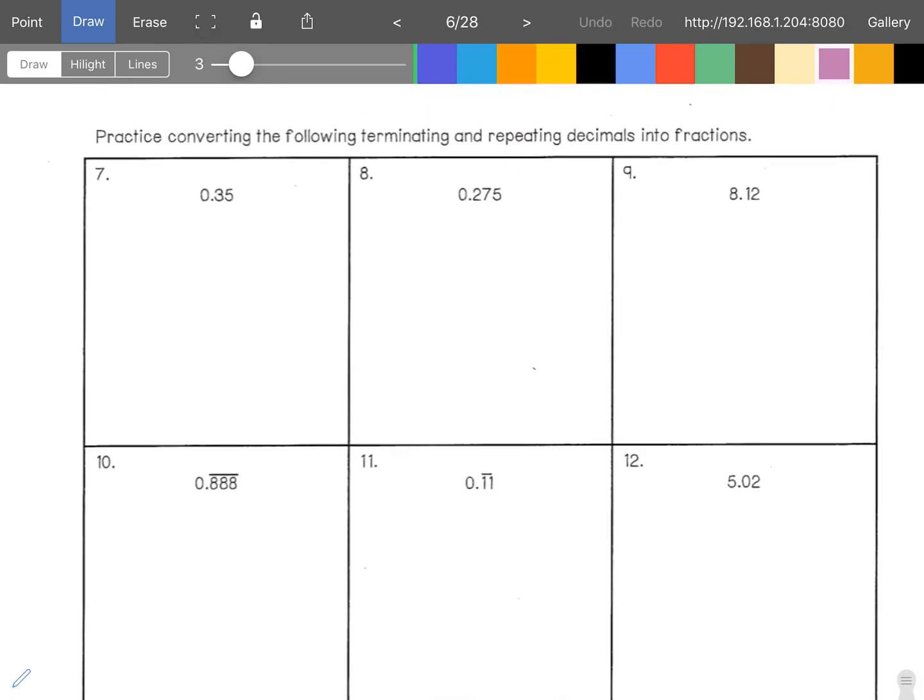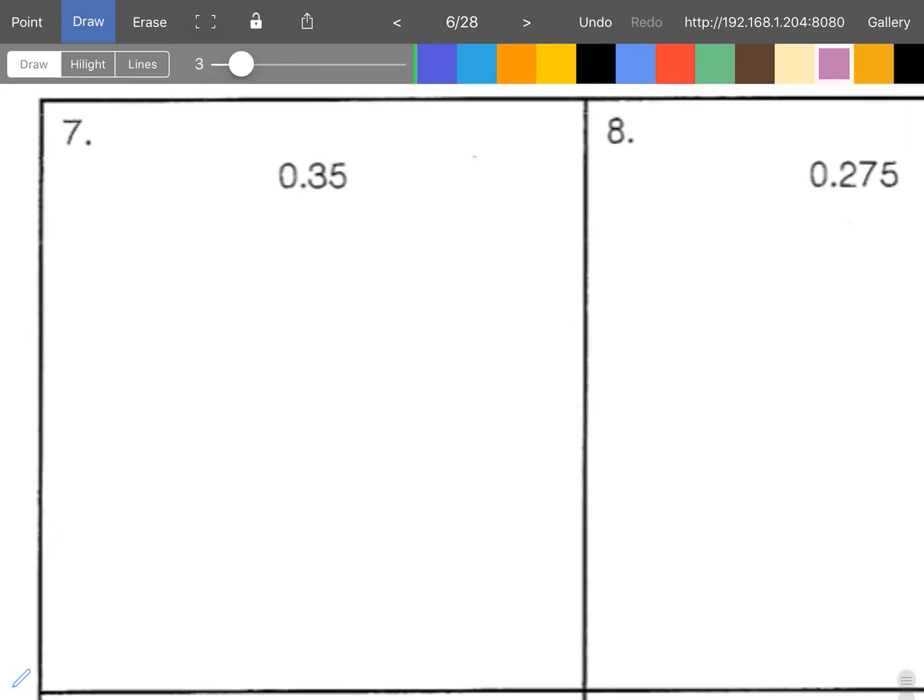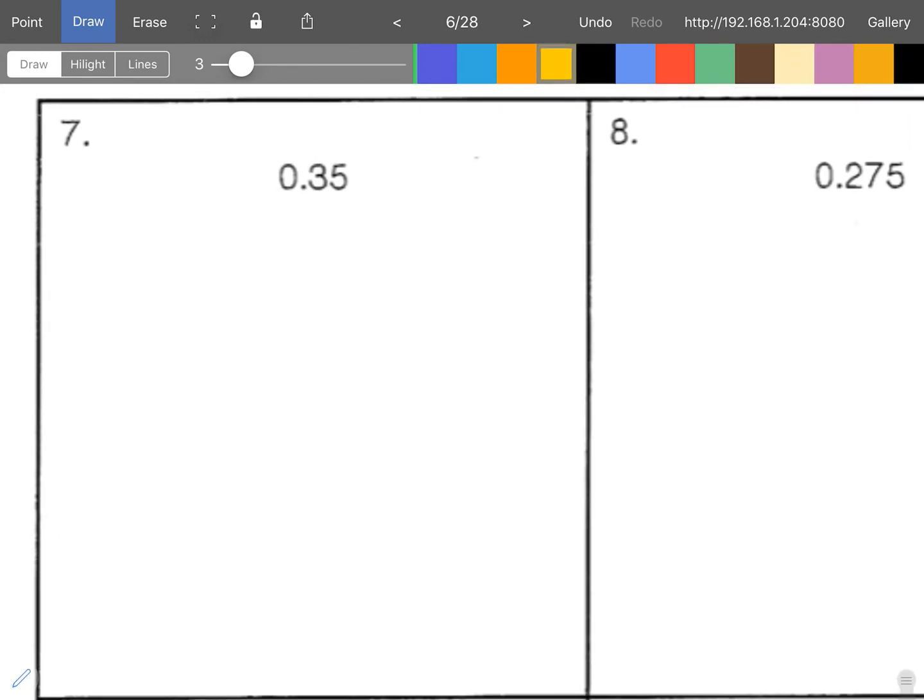All right, now we're going to practice converting the following terminating and repeating decimals into fractions. So we're going to go the opposite way. Now, turning this into a fraction. On the front side, the directions say to place the decimal over 1 and then multiply by 10 until you get rid of the decimal up top. And I'm just going to show you what that means.